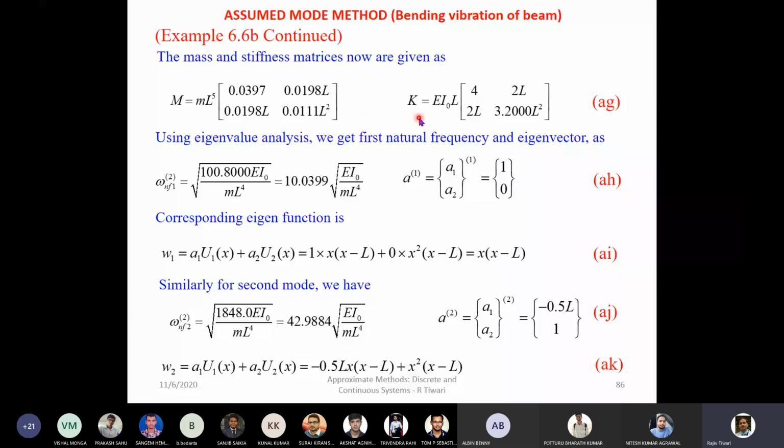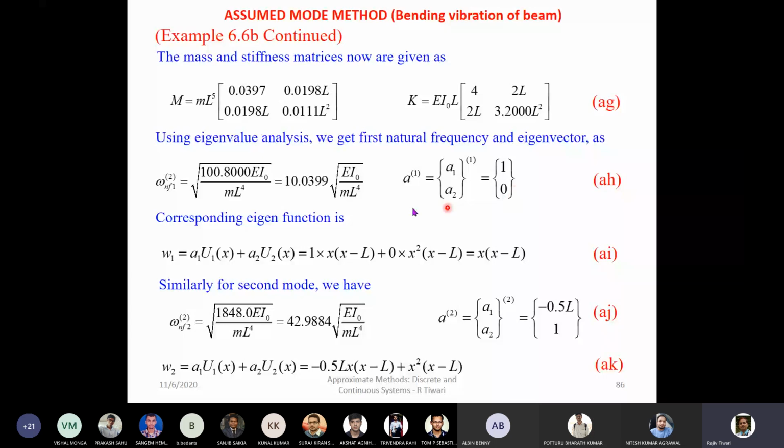We can go for the eigenvalue problem as we had for the discrete system. We have been doing it for discrete systems from the very beginning of the class. So eigenvalue we can obtain, and that will give the natural frequency. So this is the first natural frequency which we'll get from the eigenvalue problem. Corresponding eigenvector we can get. So this is the eigenvector corresponding to the first natural frequency.